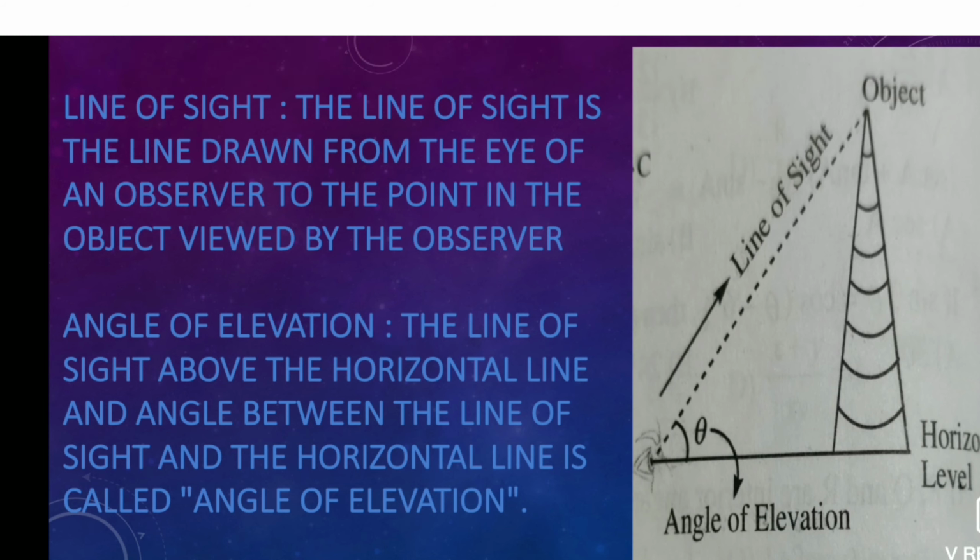Now the angle of elevation, definition. When the line of sight is above the horizontal line, the angle between the line of sight and the horizontal line is called the angle of elevation. These definitions are very important from the exam point of view. If they ask what is the angle of elevation, you can say: the line of sight above the horizontal line, and the angle between the line of sight and the horizontal line, is called the angle of elevation. And you must draw this figure also for a good impression.